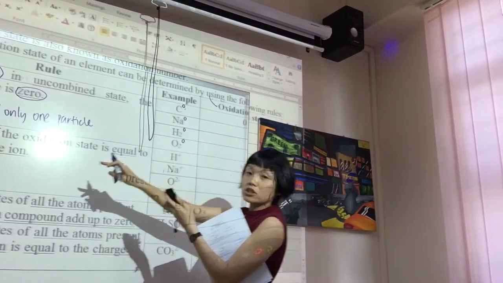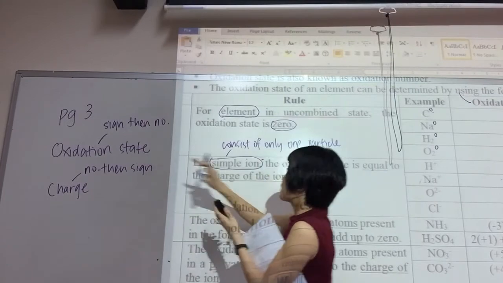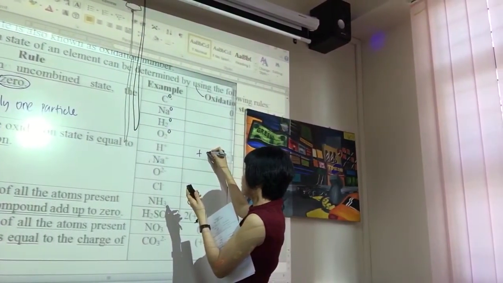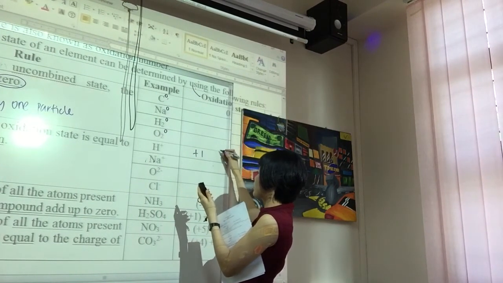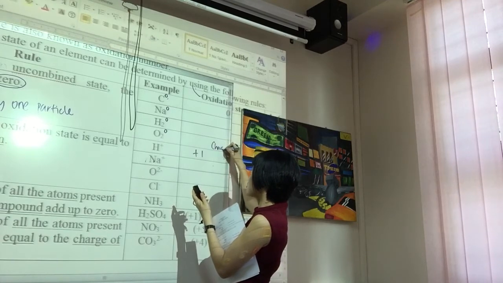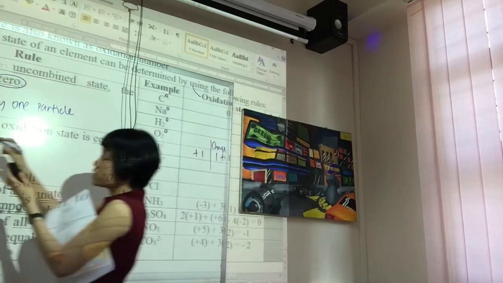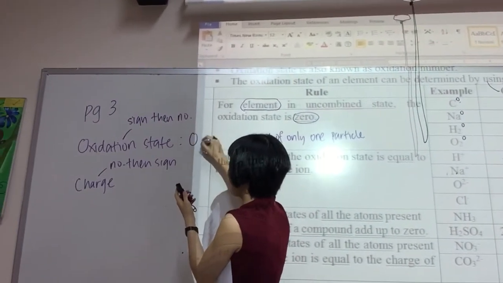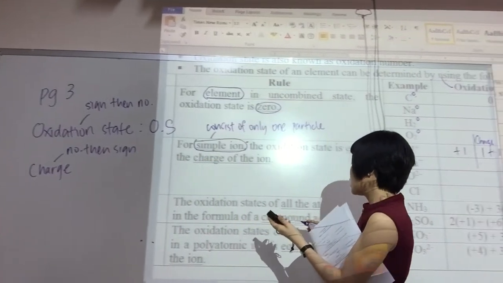Just now I mentioned oxidation state is sign then number, right? And it is equal. So this is a plus, so I need to write the sign first, plus, then after that the number 1. Whereas when it's a charge, basically this is 1 plus. Take note, for oxidation state, I'm going to use a short form OS later on when I write. Now rule number 3.